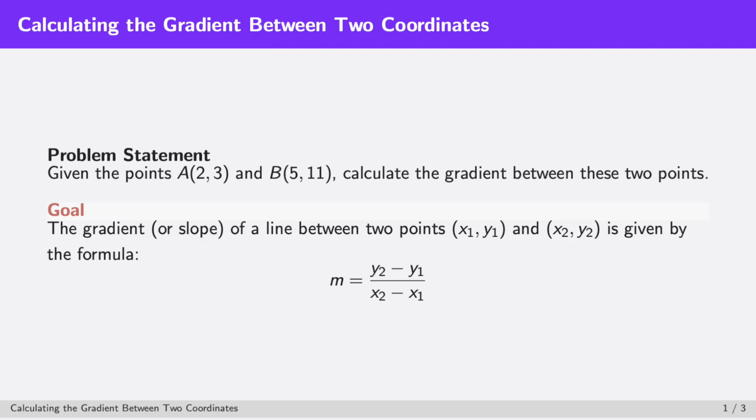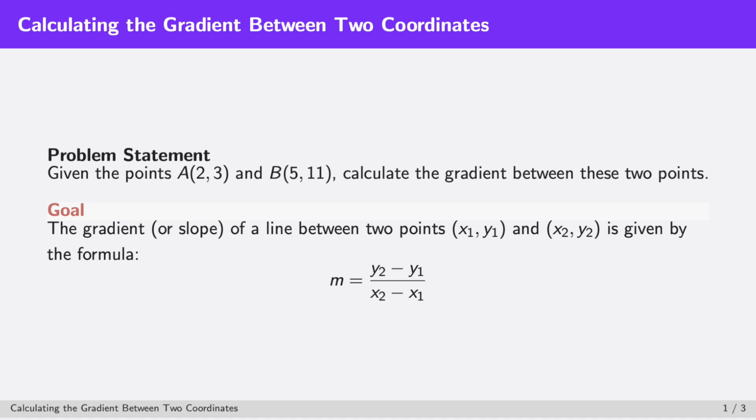So imagine we're given 2 points. Point A with coordinates 2 and 3 and point B with coordinates 5 and 11. Our task? Find the gradient between these 2 points. Now, if you need a moment, feel free to pause and think about what you already know about gradients.